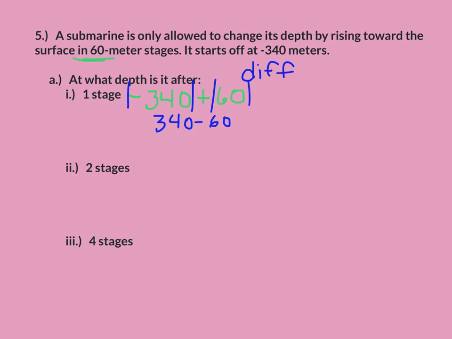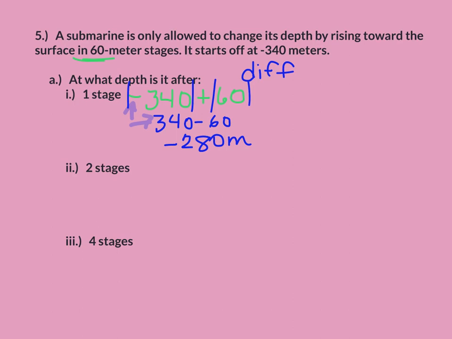Well, I know 340 minus 40 is 300. Out of that 60, already went to 40. I need to go 20 more. So that would land us at 280. And then I take the sign of the larger absolute value, which of course is this one. So therefore, the sign is negative. Negative 280 meters after one stage.